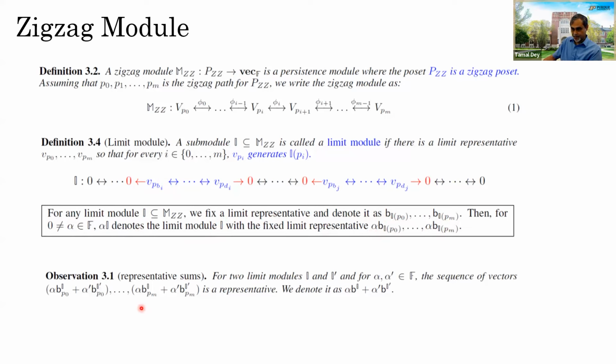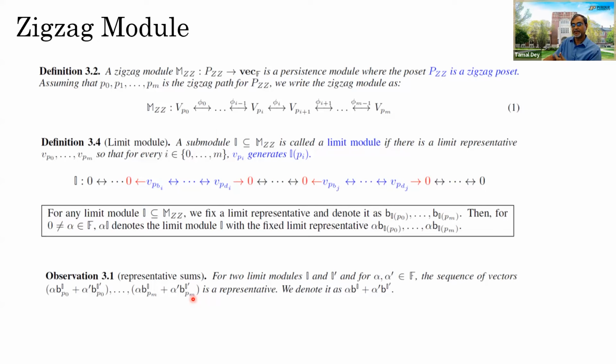Okay, and the first observation, which is a very trivial observation: if I have two limit modules, I and I prime, and two scalars, alpha and alpha prime in the field, the sequence of vectors where I sum the vectors pointwise, like here, I sum the vectors in the representative of I and I prime here. So I get a sequence of vectors again, and that's also a limit representative of another limit module. Okay, so this gives me a way of summing two limit modules to another limit module.